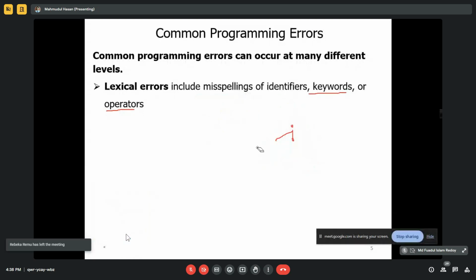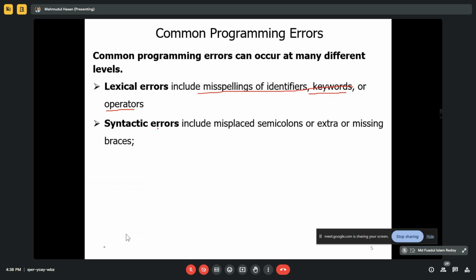This one is actually a lexical error. That means misspelling of identifiers, keywords or operators. Then syntactic error, or syntax error.